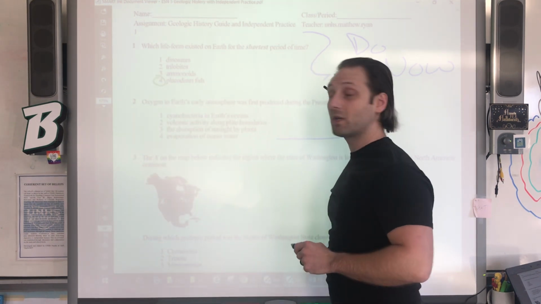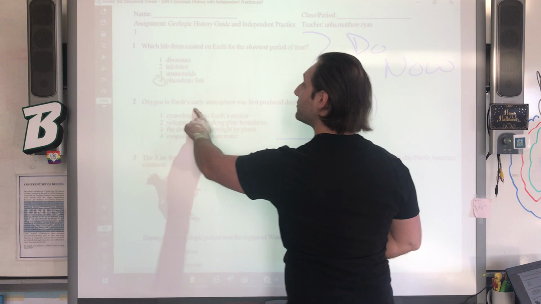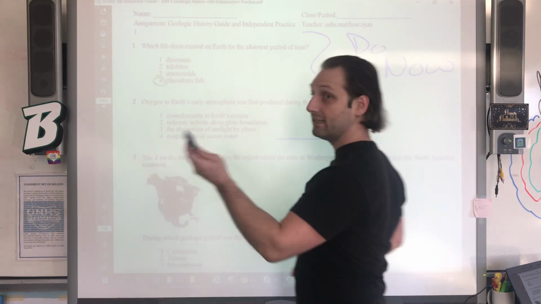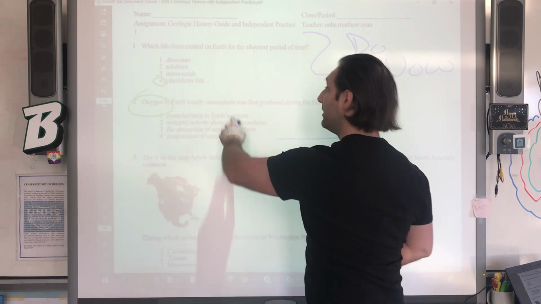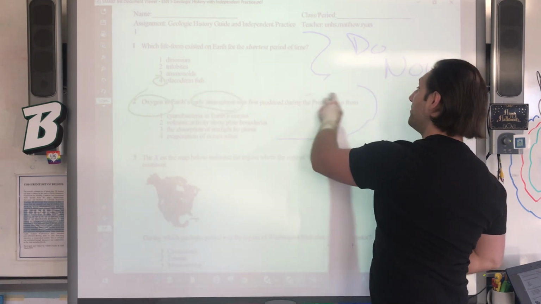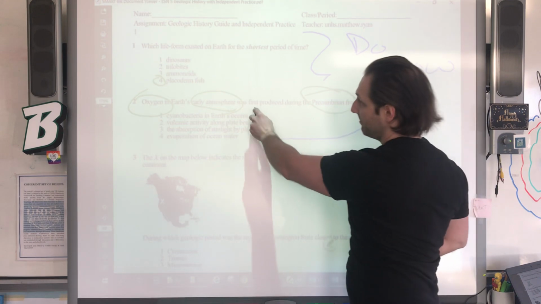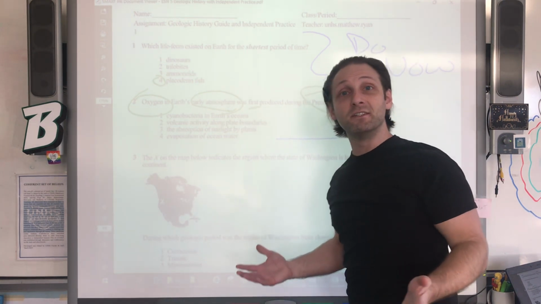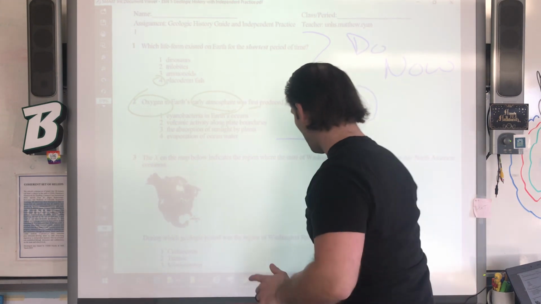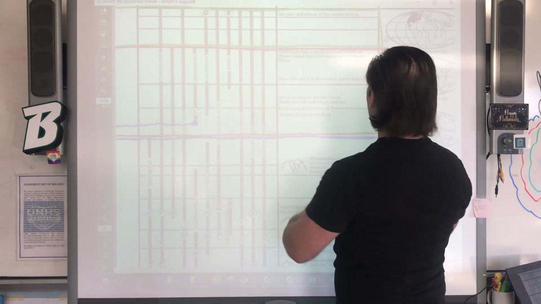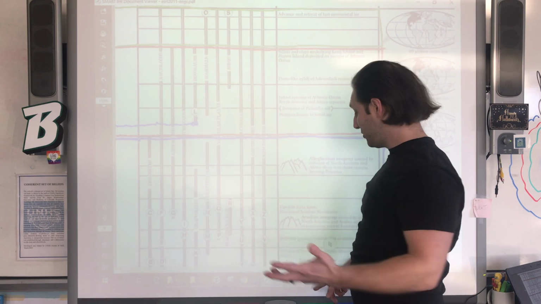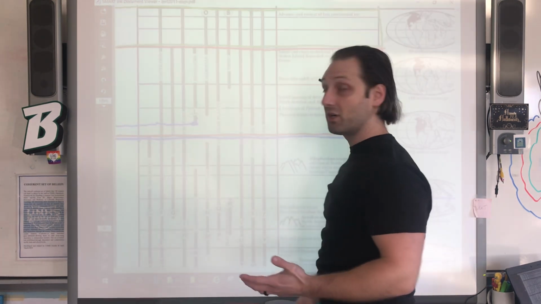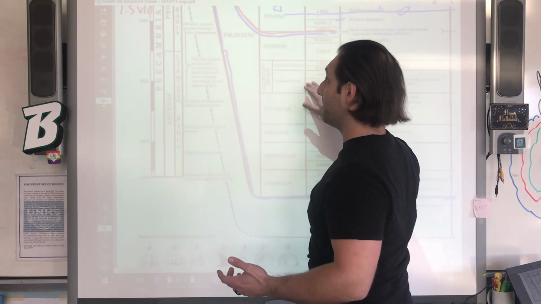Okay? So oxygen in Earth's early atmosphere was first produced during the Precambrian from, all right, keywords: oxygen, atmosphere, Precambrian. First, we've got to start scavenger hunting the reference tables. So if you are looking for this weird word for the time period, we're going to start looking for that vocabulary.